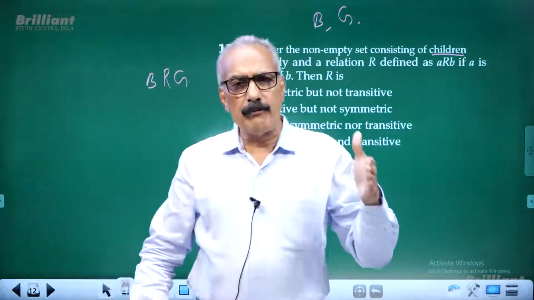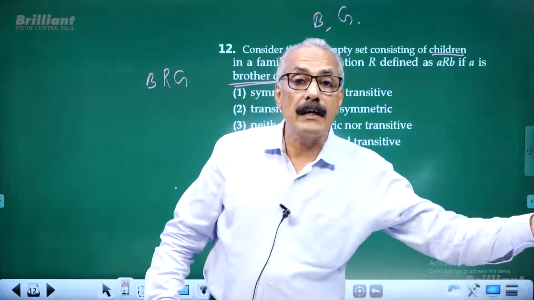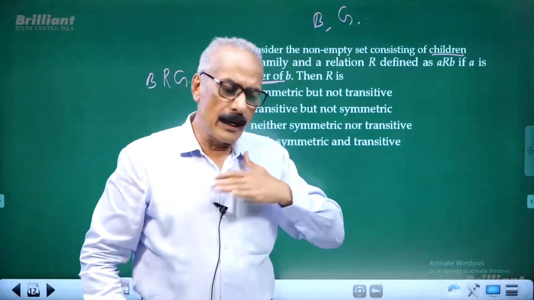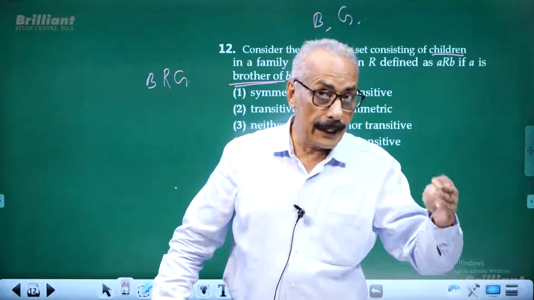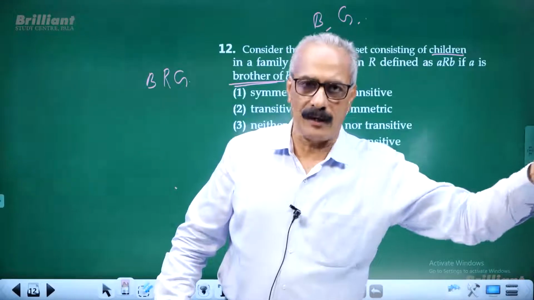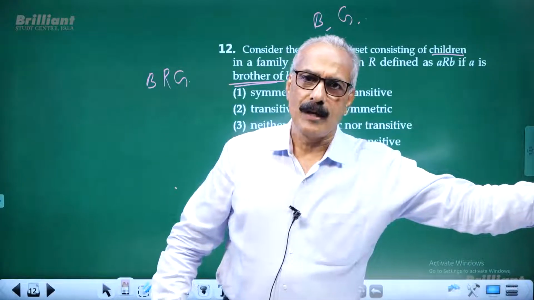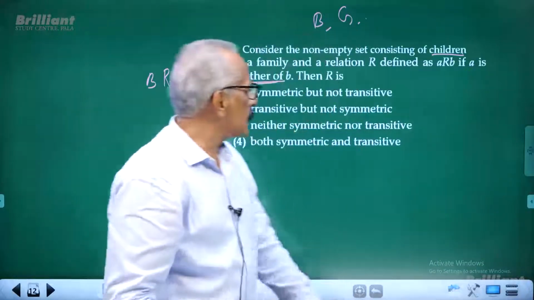A is the brother of B, and B is the brother of C. B should be a boy then. A is the brother, A is a boy. A is the brother of B means B must be a boy. B is the brother of C. C can be boy or girl. So C can be sister or brother. Then A is the brother of brother or sister. So that's true. So it is transitive.